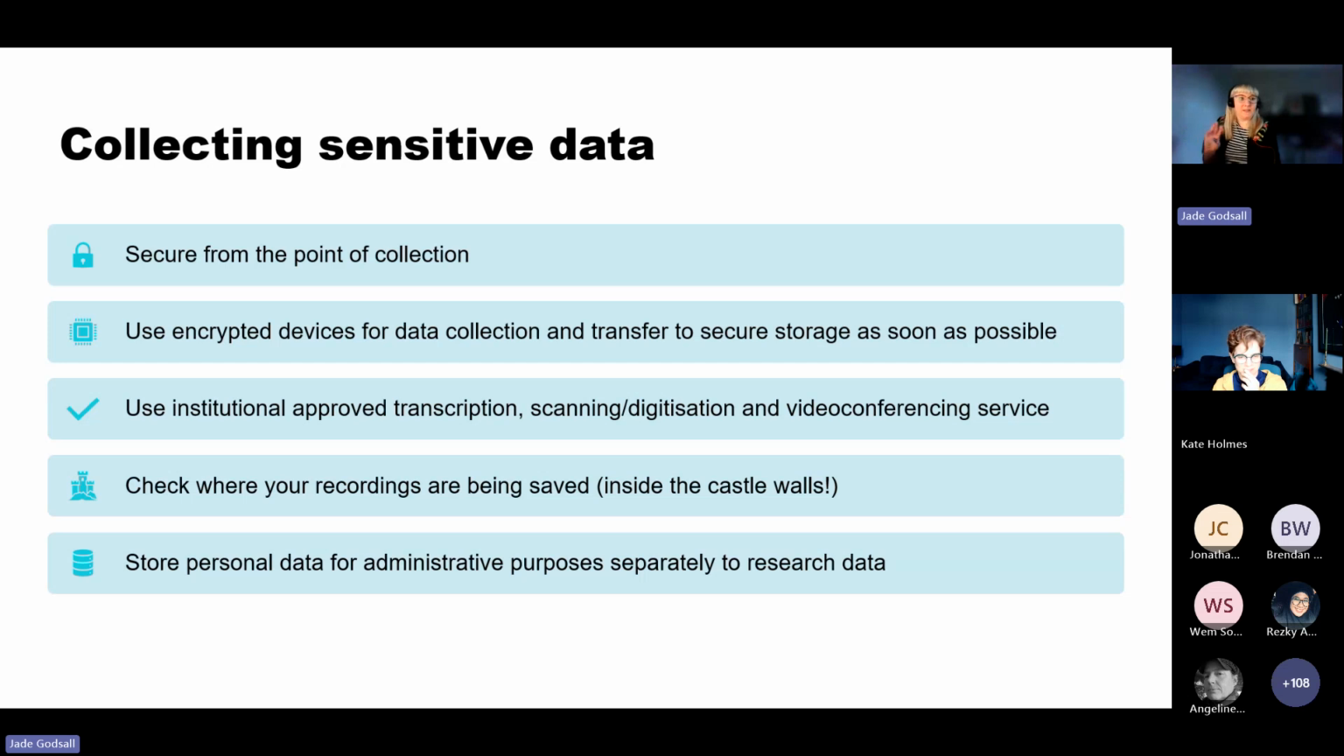And then just to quickly go through two things on collecting sensitive data. First of all, you want to make sure that it's secure from the point of collection.